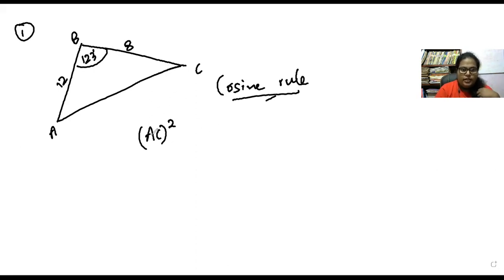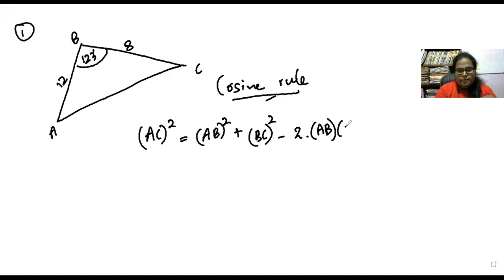So we can apply the cosine rule for this triangle: AC squared equals AB squared plus BC squared minus 2 AB BC cos 123. This is the way we apply the cosine rule for this triangle.